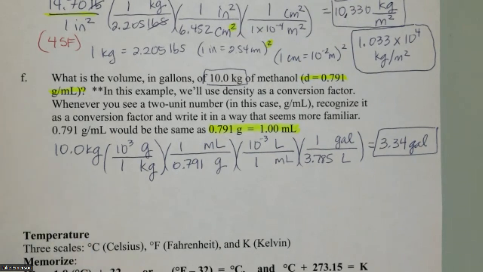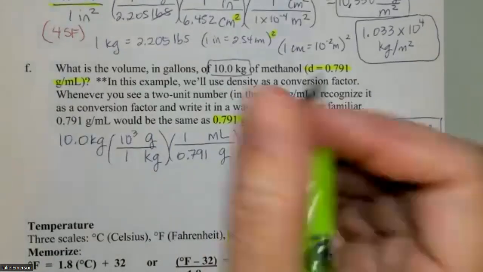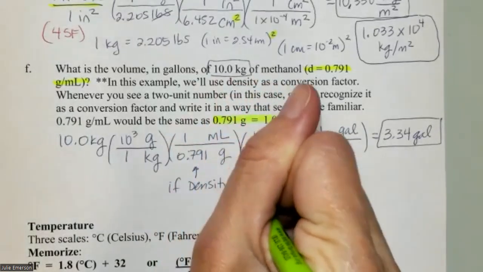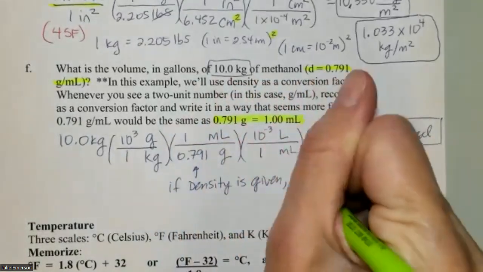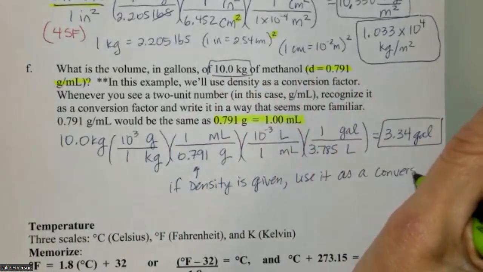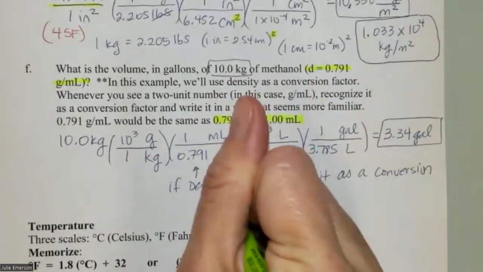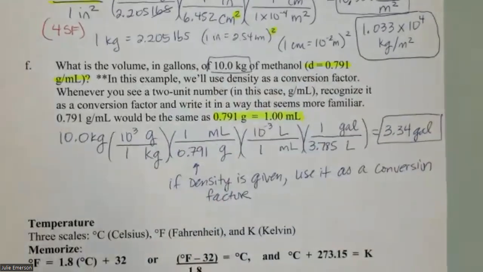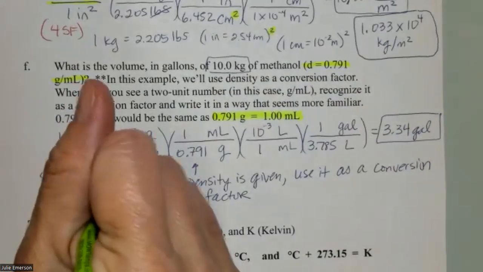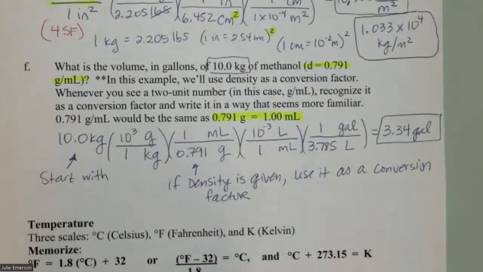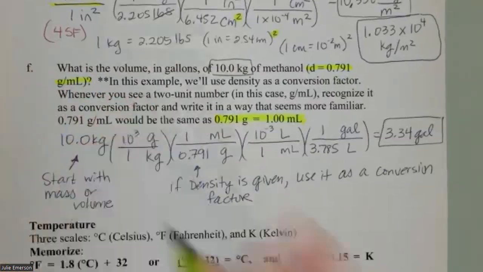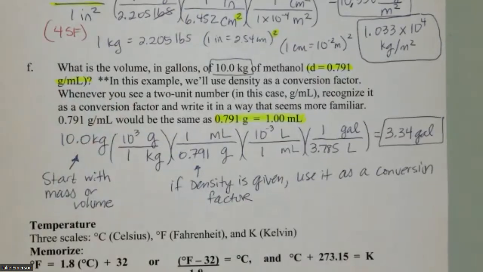All right, unit conversions. If density is given, you want to use it as a conversion factor, because density is an equivalent statement of mass and volume. And you always want to start with something that has a single unit if you can. In this case, for density, it's going to be a mass or a volume. In this case, we had mass and we were converting to volume.